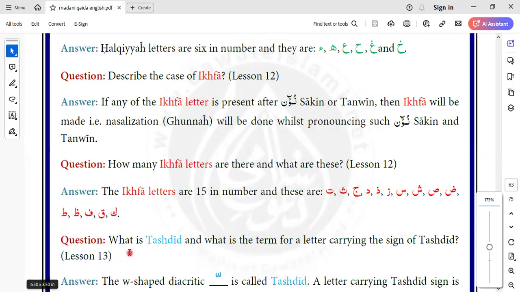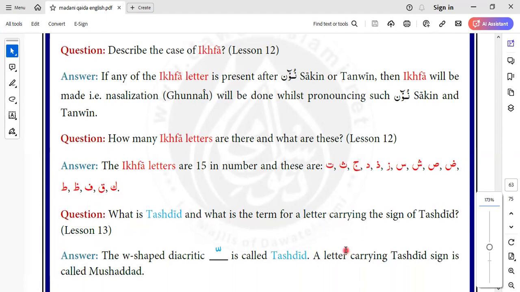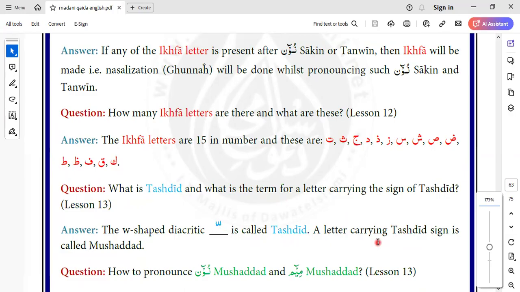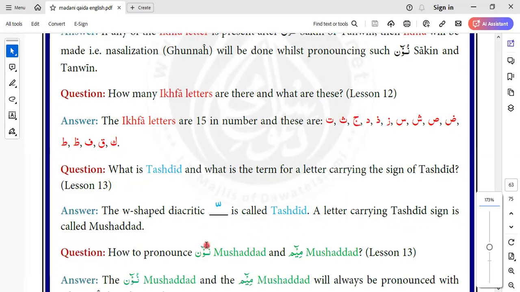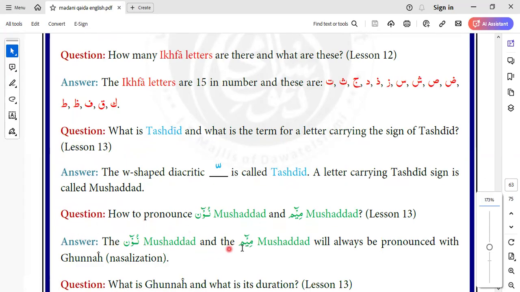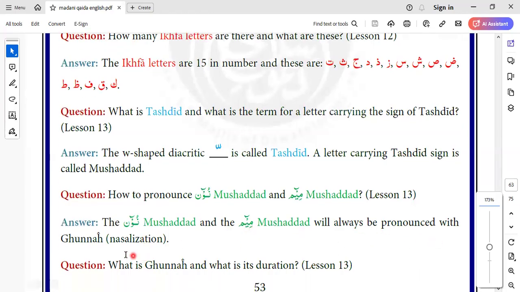Question. What is tashdid and what is the term for a letter carrying the sign of tashdid? Answer. The V-shaped diacritic is called tashdid. A letter carrying the tashdid sign is called mushaddad. Question. How to pronounce noon mushaddad and mim mushaddad? Answer. The noon mushaddad and the mim mushaddad will always be pronounced with gunna, nasalization.